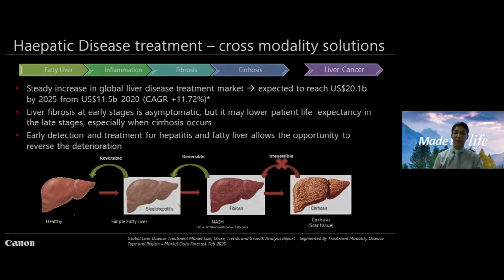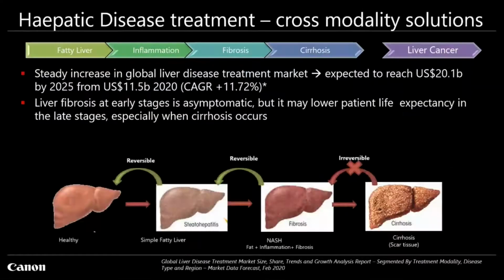So in that context, if you look at liver disease progression, there is an increased prevalence in the rate of obesity. So this is a 21st century disease problem, and it affects about 25% of the global population. Liver fibrosis, if caught at an early stage, is asymptomatic, but it may lower patient life expectancy in the late stages, especially when cirrhosis occurs. So that's why early detection and treatment for hepatitis and fatty liver allows us the opportunity to reverse the deterioration. So in patient management for liver, early detection is key.